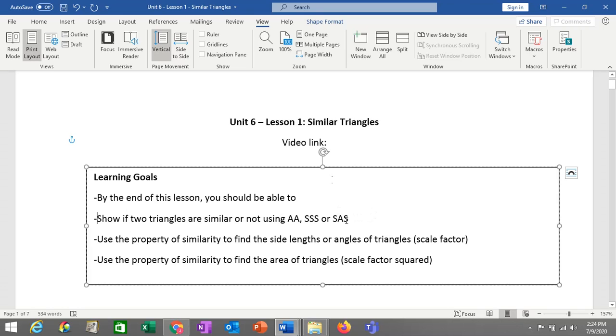So we're going to look at 3 different techniques for showing that two triangles are similar, or if they're not similar. Once you figure out if two triangles are similar, then you can use the fact that they are similar to find the side lengths on the missing triangles. So in other words, say you have two triangles that are similar, you know the side lengths on one triangle, and you know some of the side lengths on the other triangle. You can use the fact that they're similar to find the rest of the side lengths on the other triangle. And we use something called scale factor to do that.